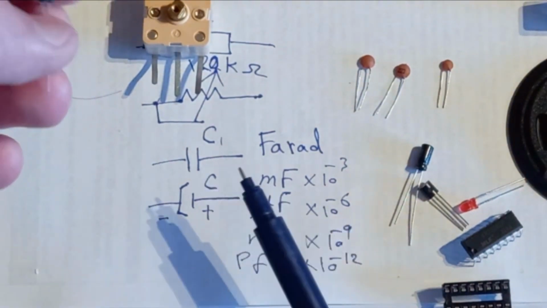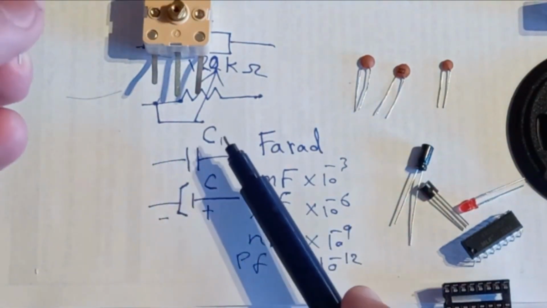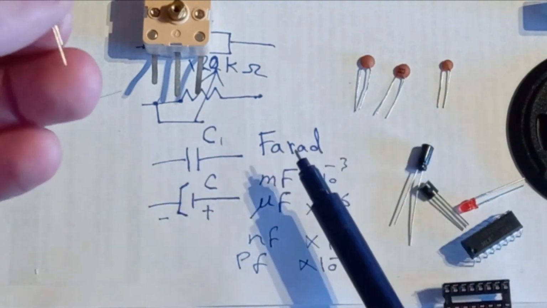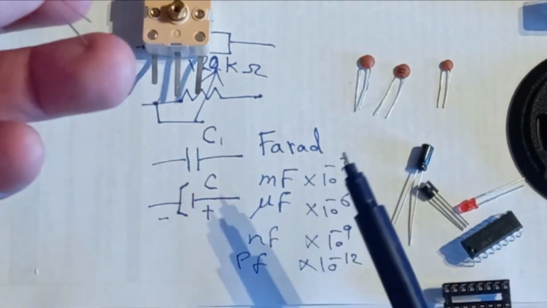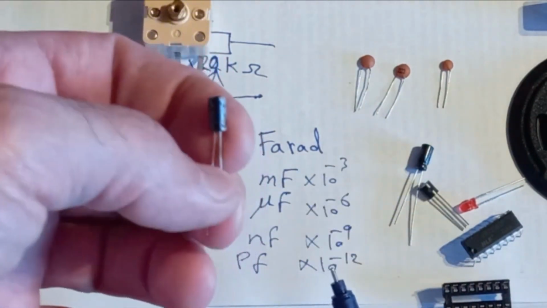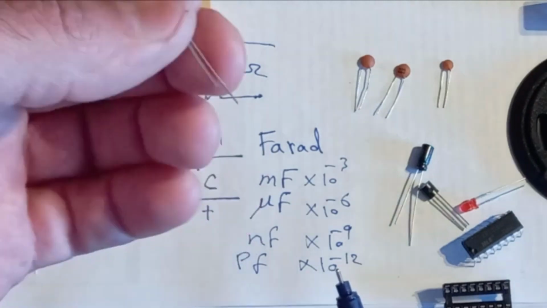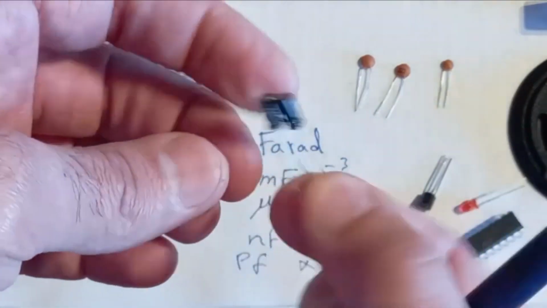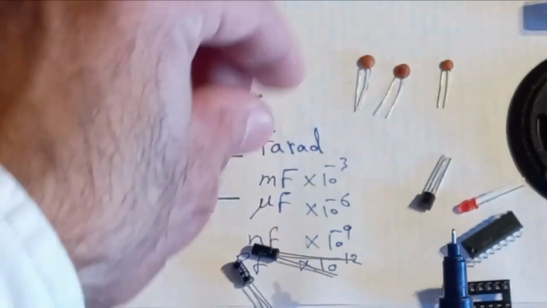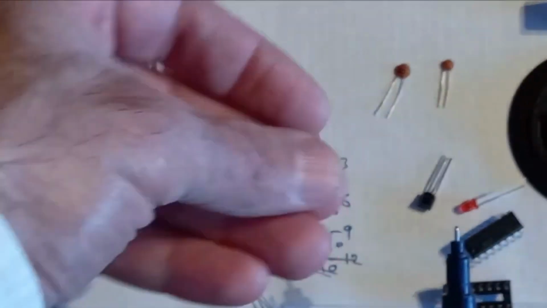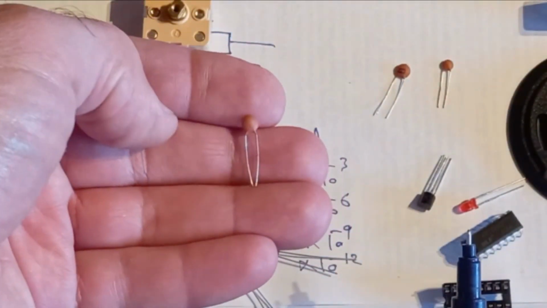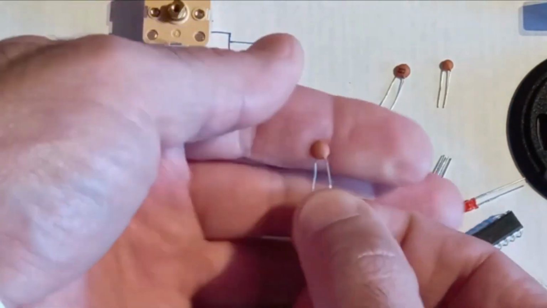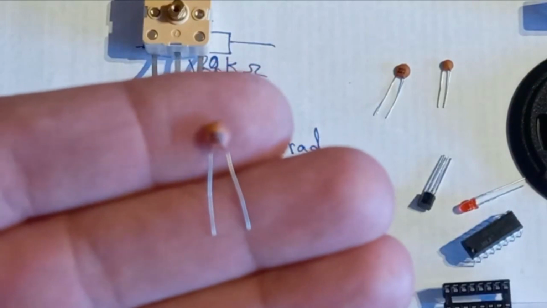So capacitors are shown by this symbol. C is the letter for capacitors. They're measured in farad or submultiples of farad, and they come either as electrolytic capacitors, which are polarized capacitors, which means you have to observe the polarity of the capacitors when you're connecting them, or capacitors like these, and it doesn't really matter which way you connect them. These are non-polarized, and this is a ceramic capacitor.